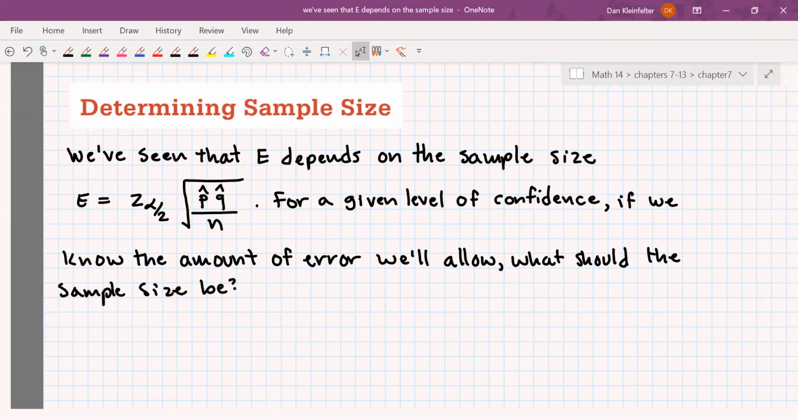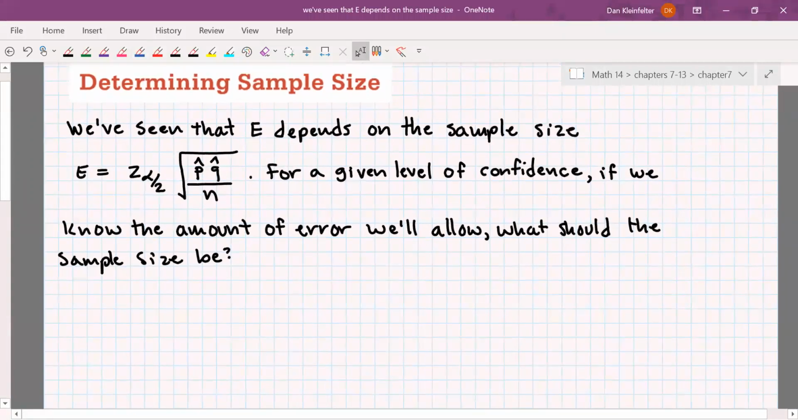So we'll start with the sample size, right? We've seen that E, our margin of error, depends on the sample size. So that's the N, right? So E is Z alpha over 2, which is derived from our confidence level. And then that's times the square root of P hat Q hat over N. So if we want the sample size, that's going to be N. So we're just going to use a little algebra to help us solve for N. So let's do that.